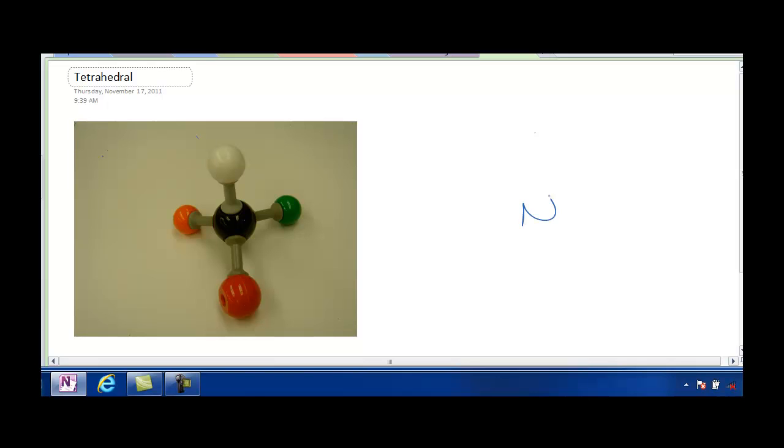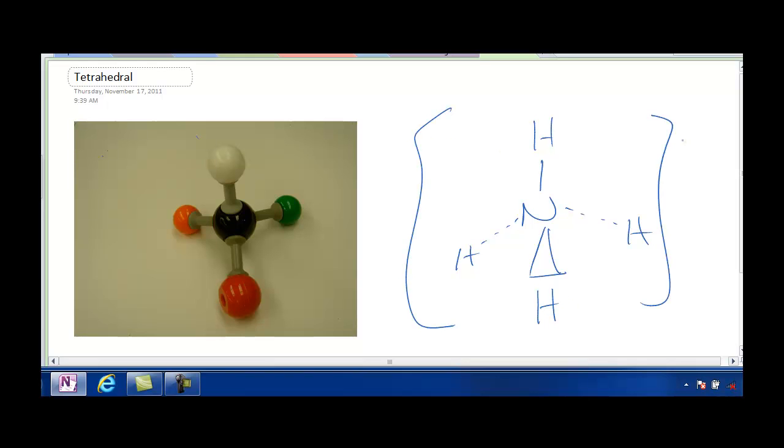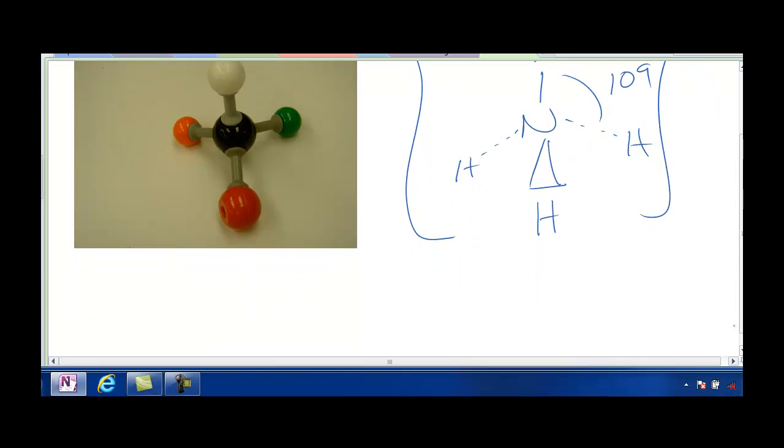Okay, so now I have my nitrogen with an H up and 2 H's back, because that's as far as they can go from each other. And the whole thing needs to be shown in brackets with a charge of plus 1. And the angles are 109.5, just like, who else had this structure? Tell me. CH4, who else could it be? If I don't have a carbon, what do I have?